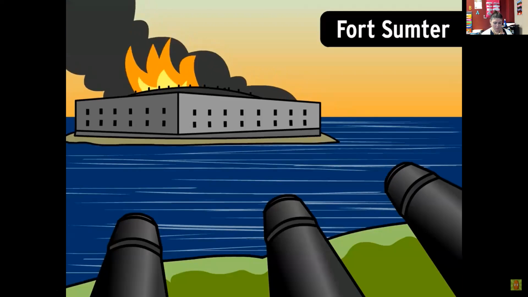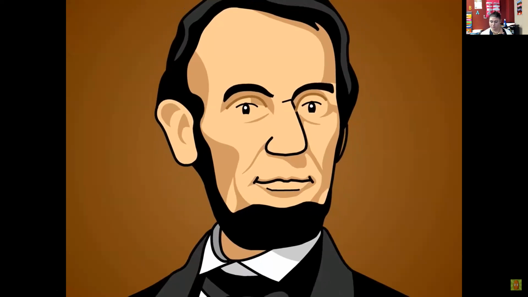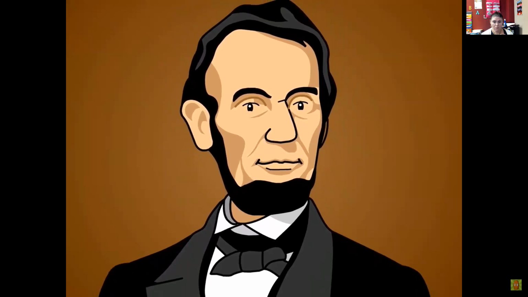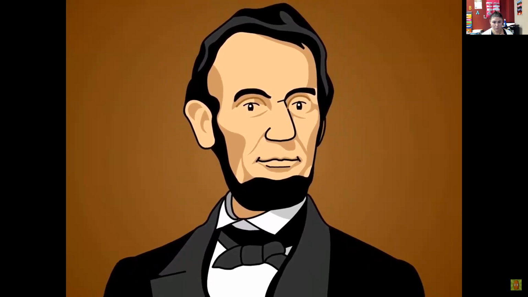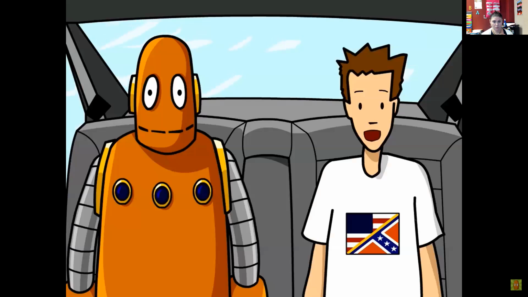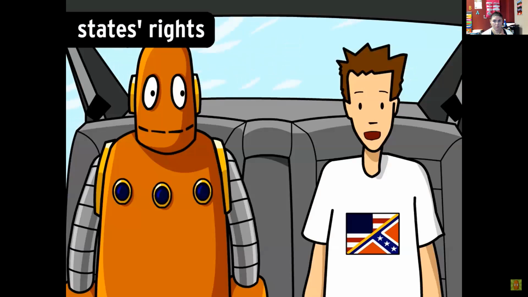The Civil War began. President Abraham Lincoln knew that if he let states secede from the country whenever they wanted, it would set a bad example for the future. Anytime a state didn't like the rules, they could just leave. But that's just what the Confederate States did. They believed in states' rights. That's the idea that each state gets to make its own laws.